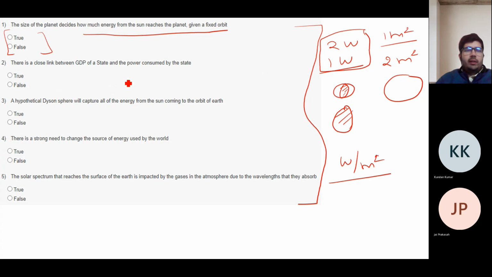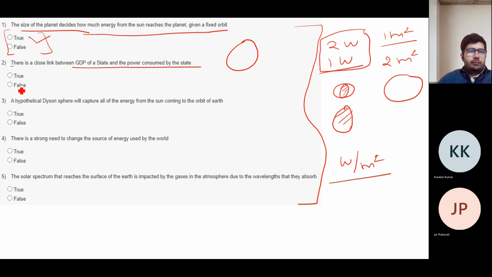The size of the planet: if the size of the planet increases, it means the area which is exposed to the solar radiation is more. So that area will receive more energy from the sun. So this statement is true. The size of the planet decides how much energy from the sun reaches the planet given a fixed orbit is true. Now the second one: there is a close link between GDP of a state and the power consumed by the state.